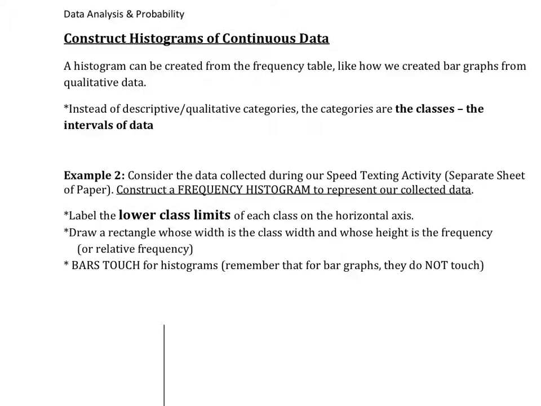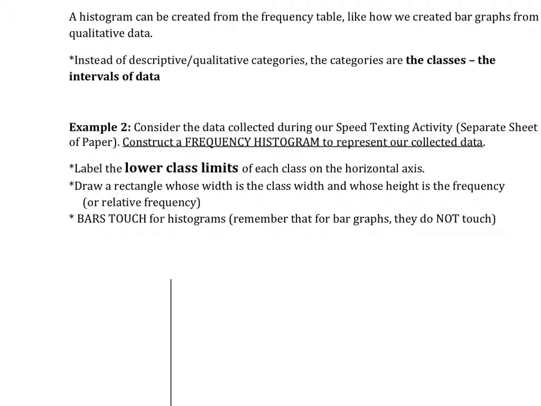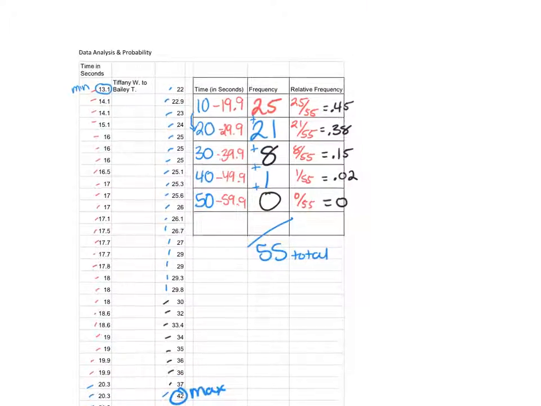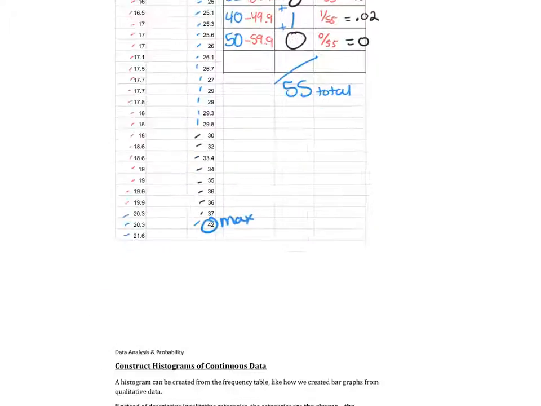Okay, so we're going to consider the data that we collected with our activity on Friday. We're going to construct a frequency histogram to represent our collected data. So here it says we're going to label our lower class limits of each class on our horizontal axis. So that's how we get our labels. So here we started with, we did 10, 20, 30, 40, and 50.